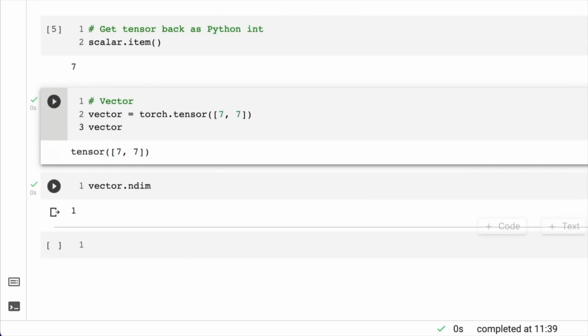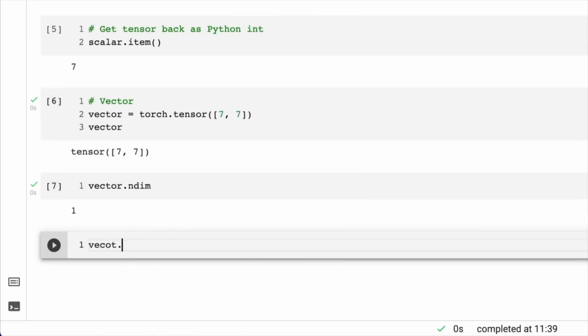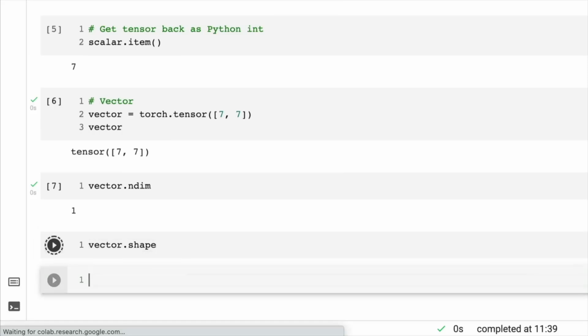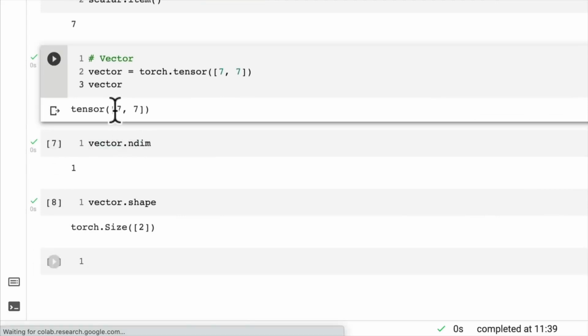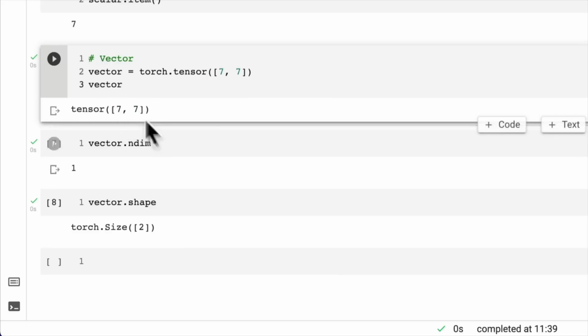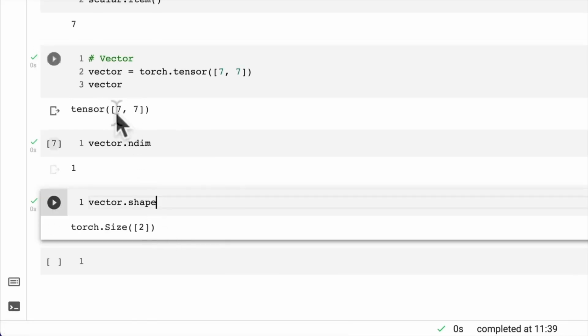So let's check out something else. Maybe we go vector.shape. Shape is 2. So the difference between dimension and shape: dimension is like the number of square brackets. And even though there's 2 here, I mean the number of pairs of closing square brackets. So there's 1 pair of closing square brackets here. But the shape of the vector is 2. So we have 2 by 1 elements. So that means a total of 2 elements.